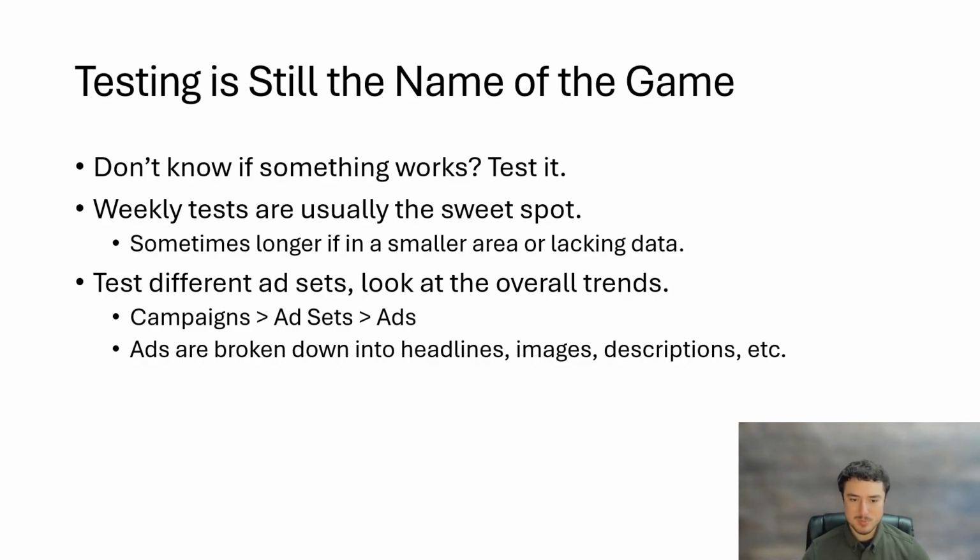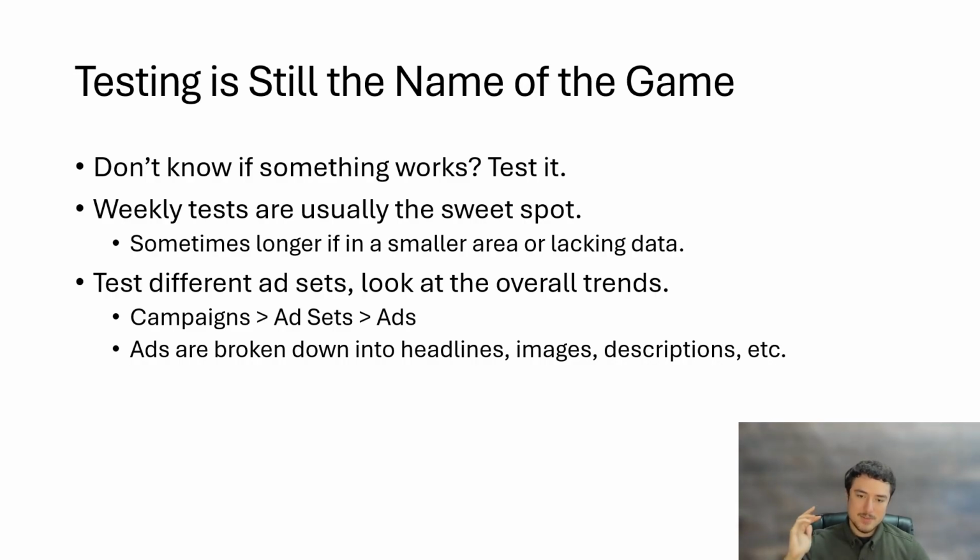Nowadays with Performance Max, you basically have an ad set, and then you just fill in all the ad data: all your headlines, all your images, all your descriptions, and it creates ads for you. Because of that, you're generally going to be testing ad sets as opposed to specific ads, which is what we previously did with smart campaigns. Now with Performance Max campaigns, you test ad sets in general, look at the overall trends, and then decide where to go.